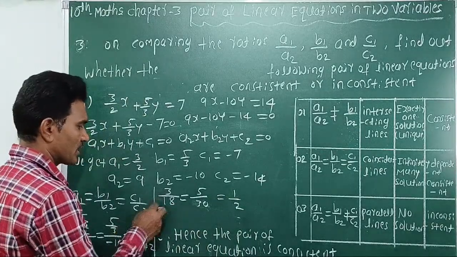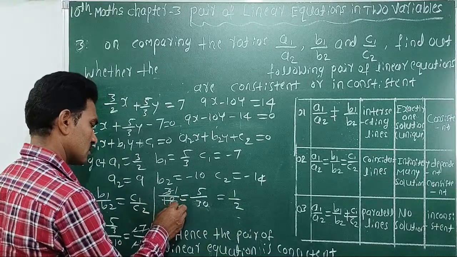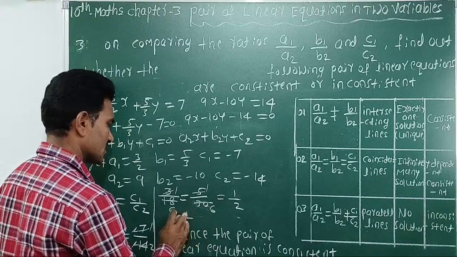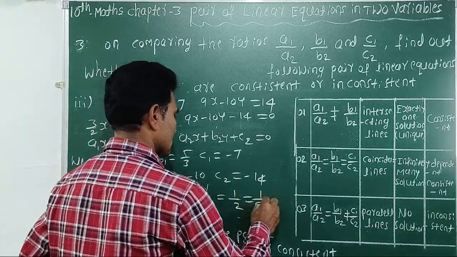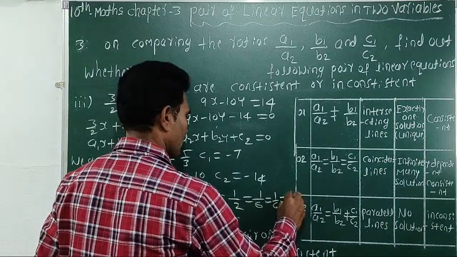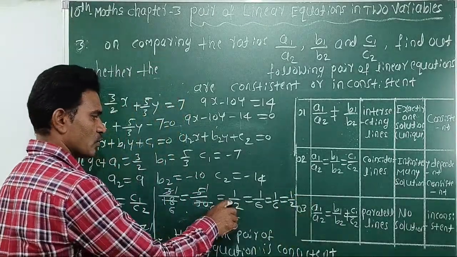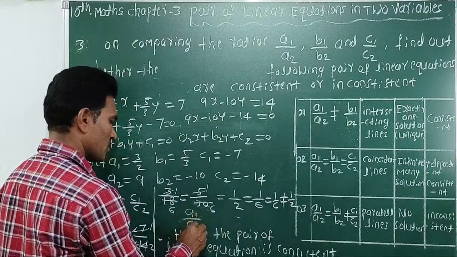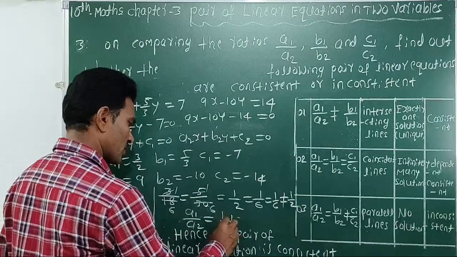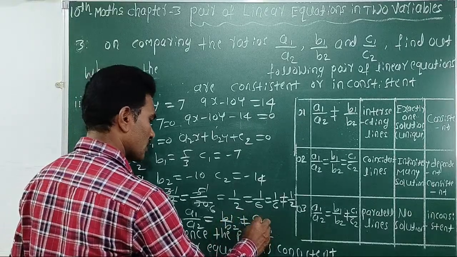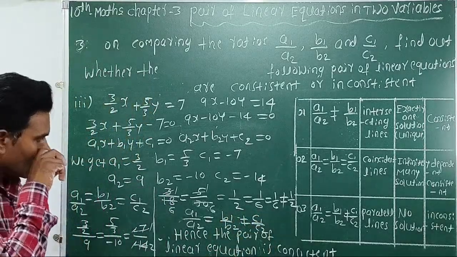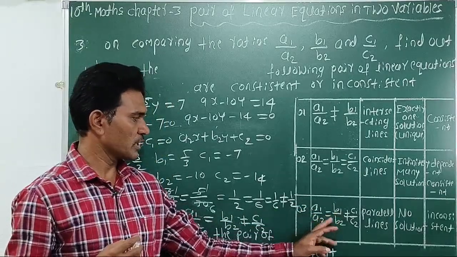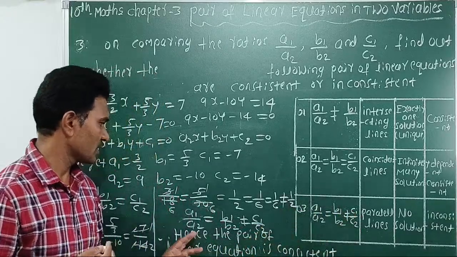After simplifying, what we get? 3 1s are 3, 6 is 6, 5 1s are 5, 5 6s are 6. That means 1 by 6 equals 1 by 6, not equal to 1 by 2. That means A1 upon A2 equal to B1 upon B2, not equal to C1 upon C2. This case arises here. A1 upon A2, B1 upon B2 are equal, C1 upon C2 is not equal.